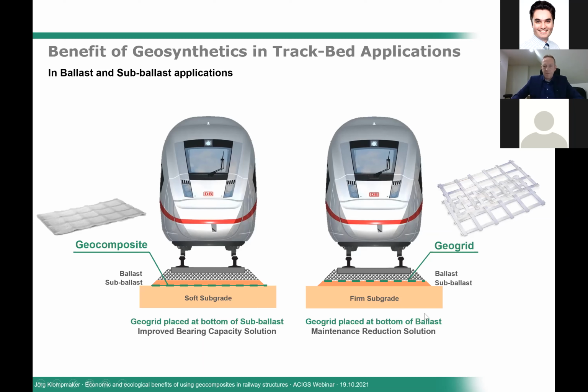If we are already having a firm subgrade and we don't need improvement of bearing capacity, we can place the geogrid underneath the ballast or the subballast layer. And then in this case, we are maintaining, or let's say we are reducing maintenance in the track because we are reducing lateral deformation within the ballast or subballast layer.